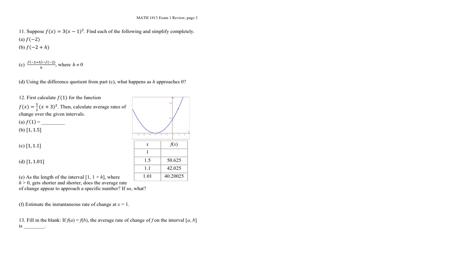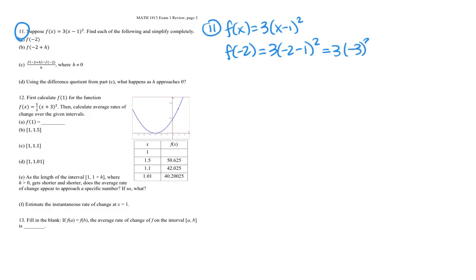All right, so number 11 says, suppose that f of x equals that, find each of the following and simplify completely. So on number 11, if f of x is equal to 3 times (x minus 1) squared, f of negative 2 means I'm going to plug in negative 2 everywhere I see an x. So 3 times (negative 2 minus 1) squared, so that'll be 3 times (negative 3) squared, which will be 3 times 9, which is 27. So the correct answer to that is 27.